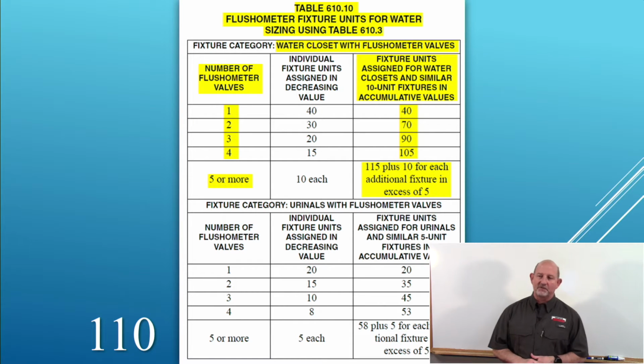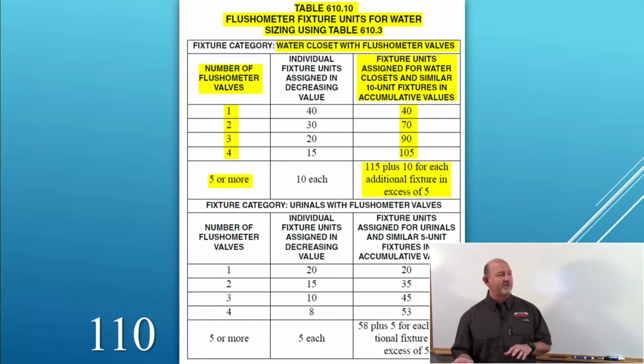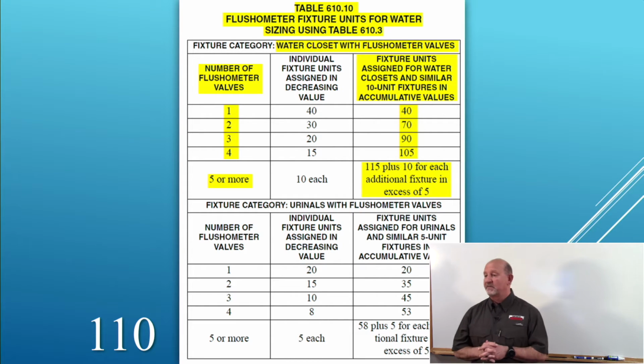These are flushometer valves. Also know there's a difference between a flushometer valve and a flushometer tank. A flushometer tank is a tank with some kind of a pressure ball in there that puts water in there, pressurizes it, and then forces that water out, right? So this is a flushometer valve. We got a water line coming straight to the toilet. That valve in that line is a flushometer valve.